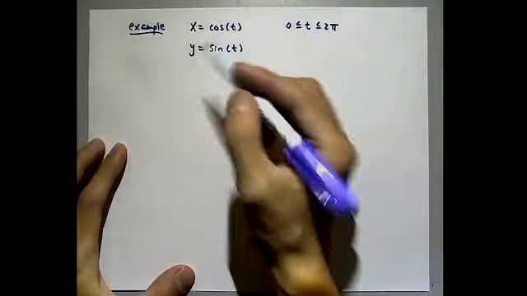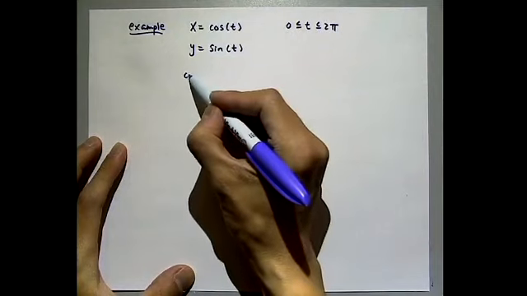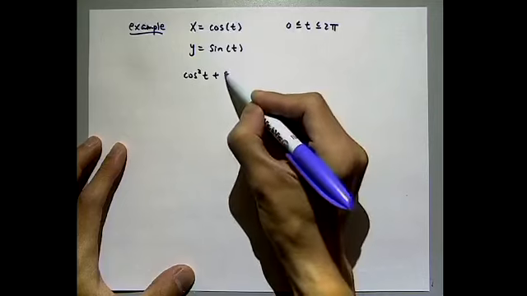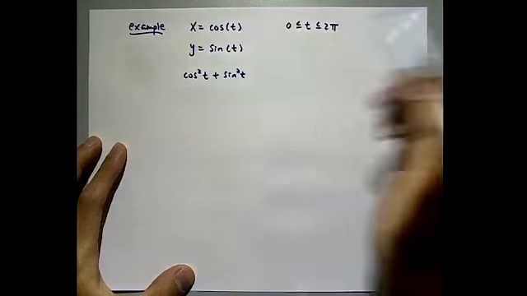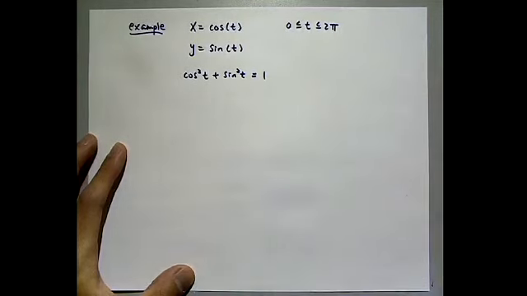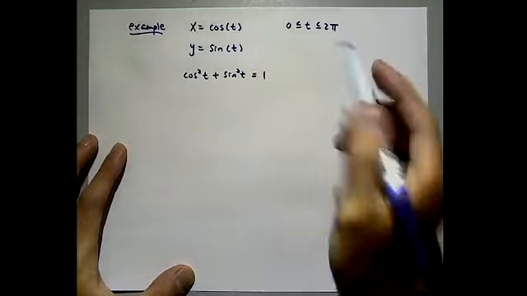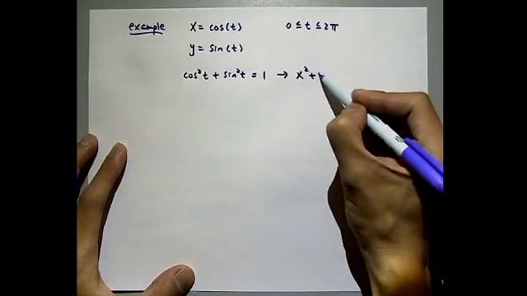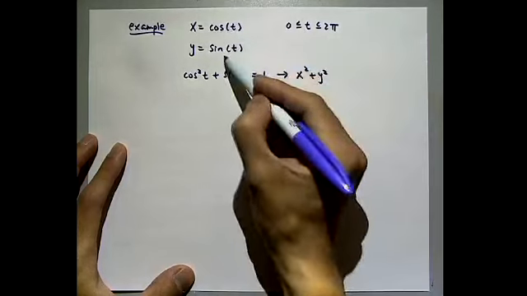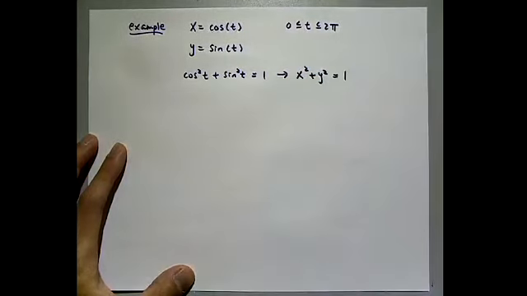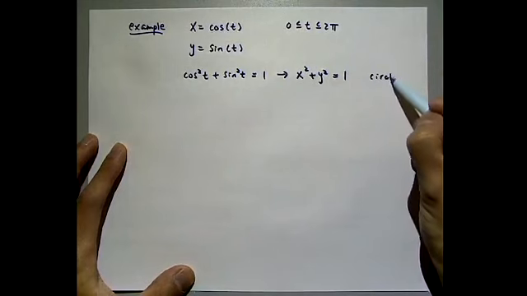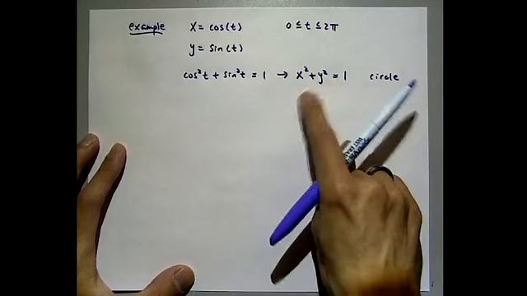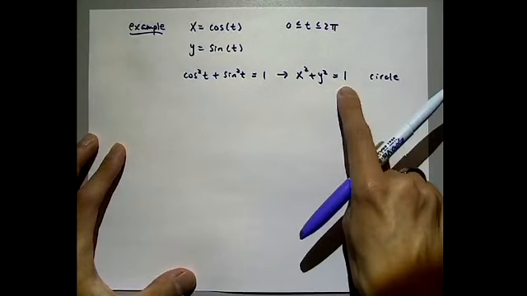If you didn't see the circle part, check this. Here's one way to see it. We know that cosine squared of anything plus sine squared of the same thing is equal to 1, right? So this tells me that x squared plus y squared is equal to 1. And this we know is a circle with a center at the origin and a radius of 1.